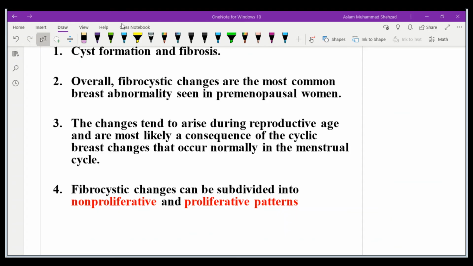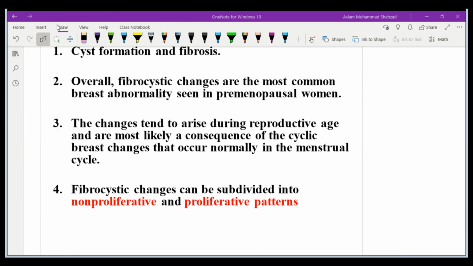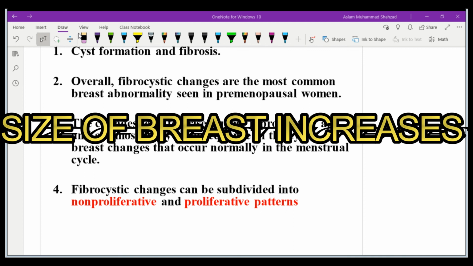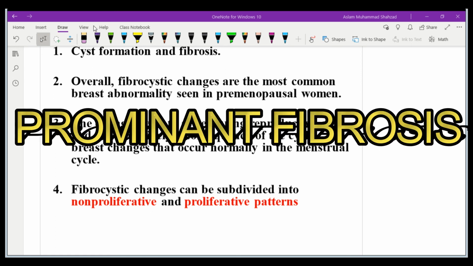So what will be the symptoms? The symptoms will be the formation of breast lumps, or pain or tenderness in the breast, or the size and thickness of the breast increases. And I mentioned before what is the cause of the disease. It could be caused because of the fluctuation of the hormonal level during the menstruation cycle, which is responsible for the formation of fluid-filled oval sacs or cysts, and prominent fibrosis will be seen.